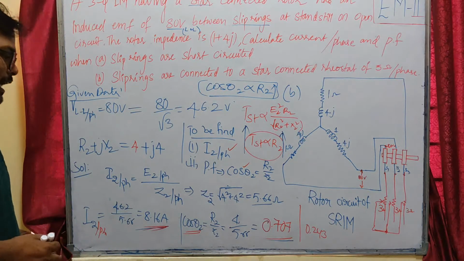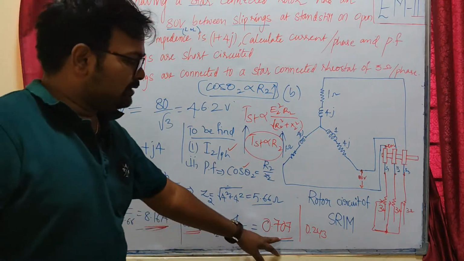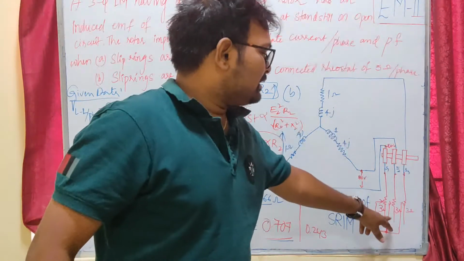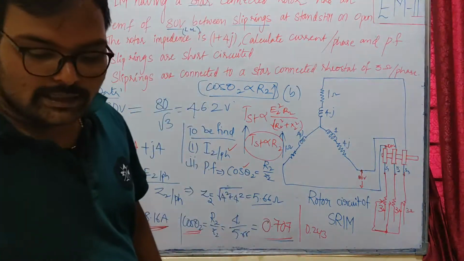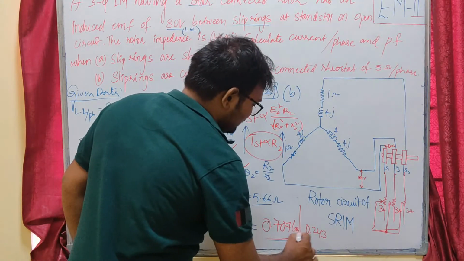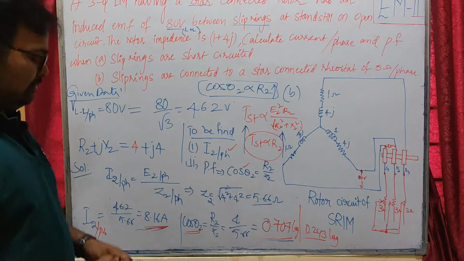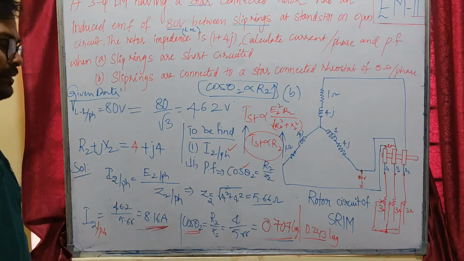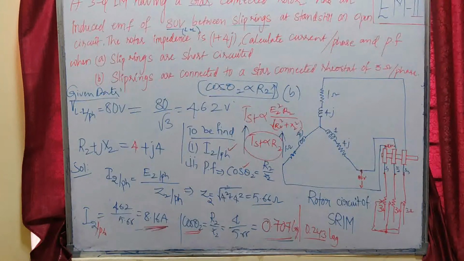So I have obtained the rotor current, which is 8.16 amperes, and the rotor power factor, which is 0.707. You can see the difference. When we don't have any external resistance, the power factor is around 0.243 lagging, but when I added external resistance, it improved from 0.243 to 0.707. So we can improve the rotor power factor by adding external resistance in a slip ring induction motor. This is one of the best advantages of our slip ring induction motor.